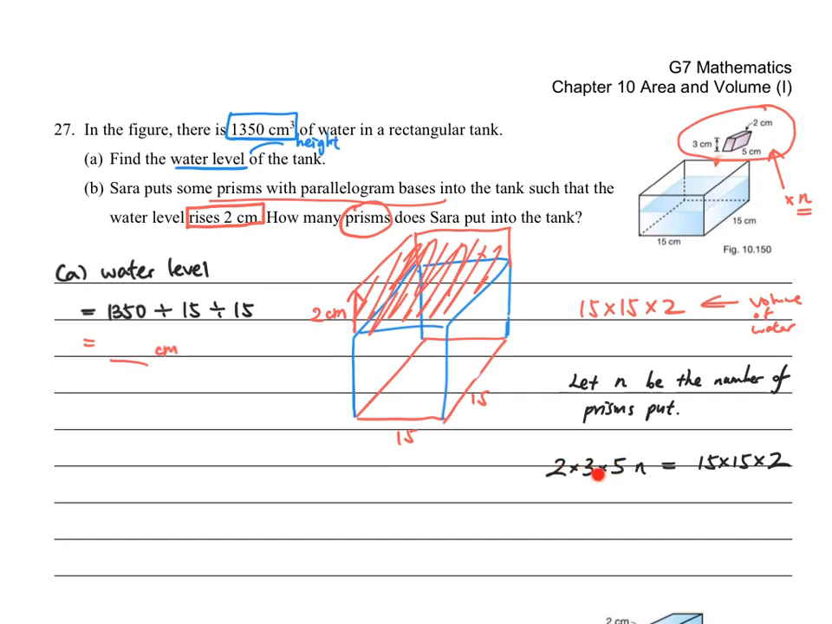The volume of each prism with parallelogram base, and then multiply by n, would be the volume of water displaced. In order to find n, you have to divide the whole part to the right hand side. So if you are smart enough, you can also use the presentation just like I did in part A. You can do it like this. Divide with the brackets for 2 times 3 times 5, and then that is correct.